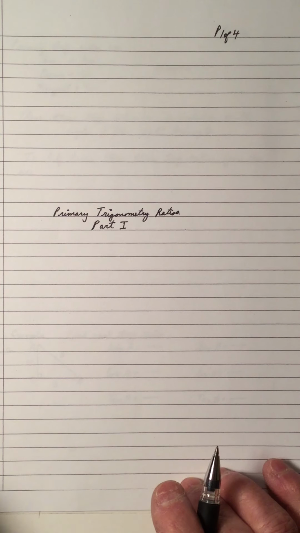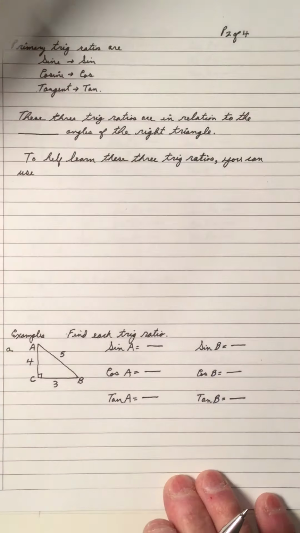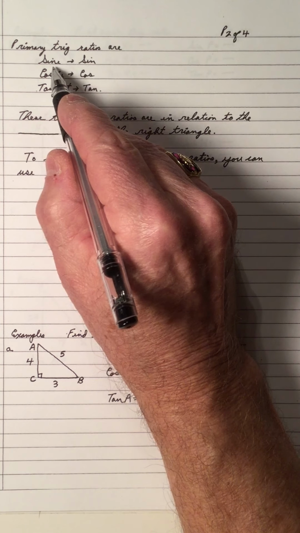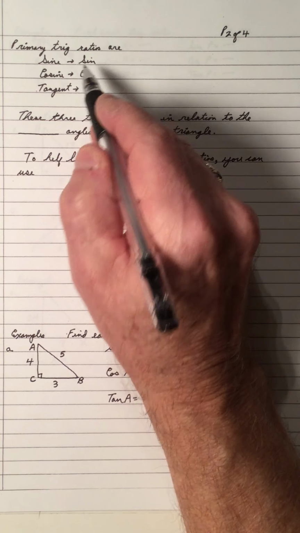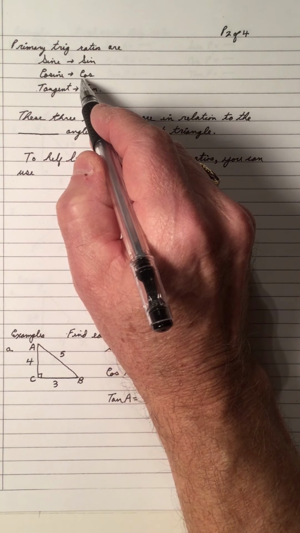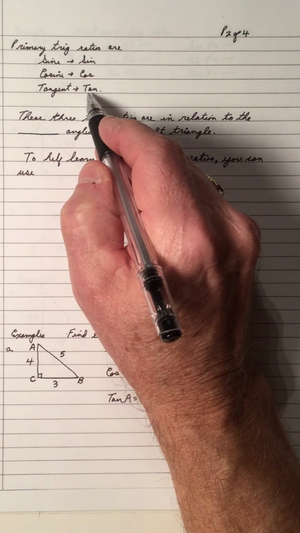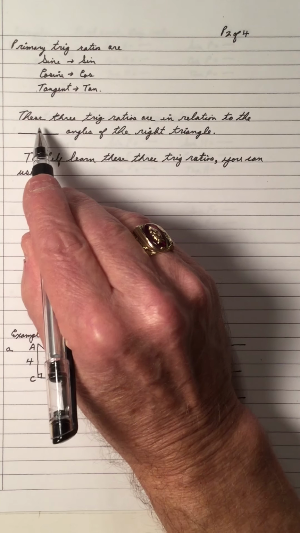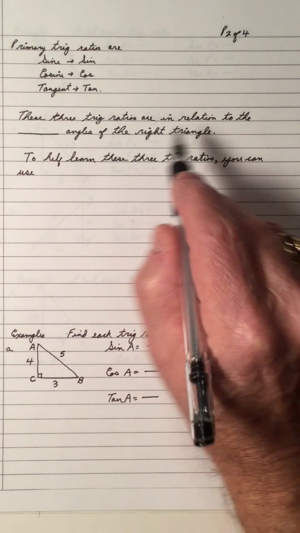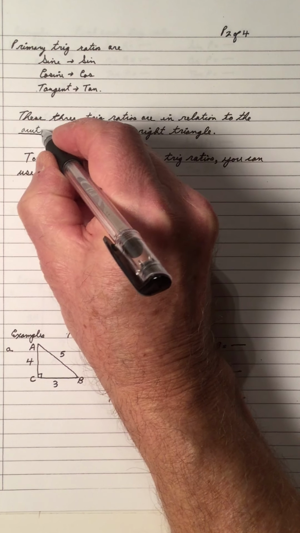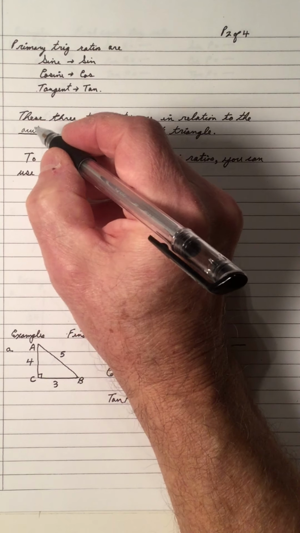Hi, welcome to my video on primary trig ratios, part 1. The primary trig ratios are sine, denoted by sin, cosine, denoted by cos, and tangent, denoted by tan. These three trig ratios are in relation to the acute angles. So remember, we're always dealing with the acute angles of a right triangle.